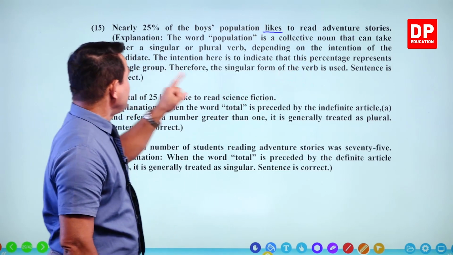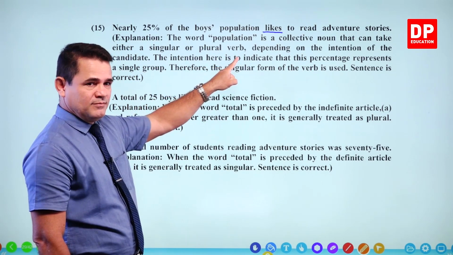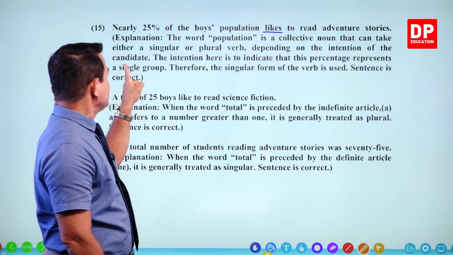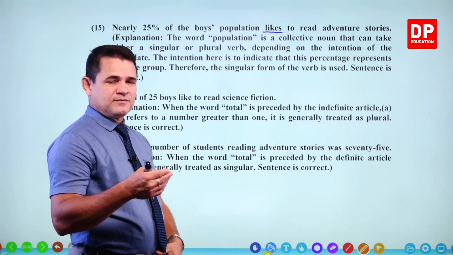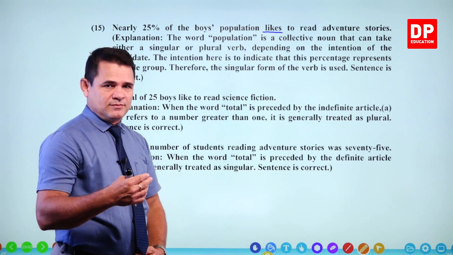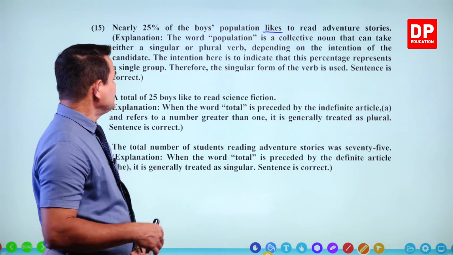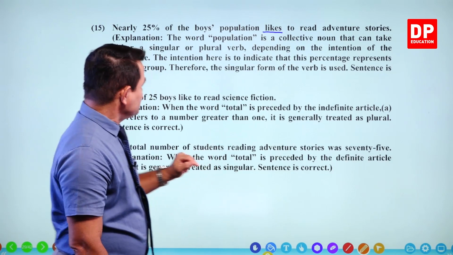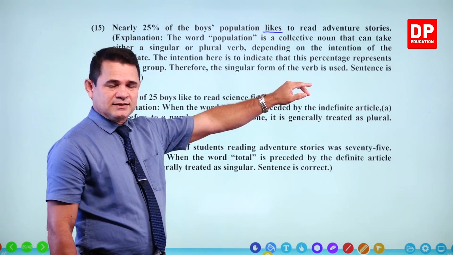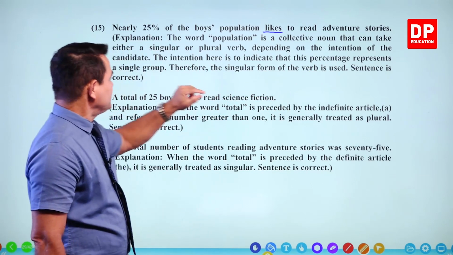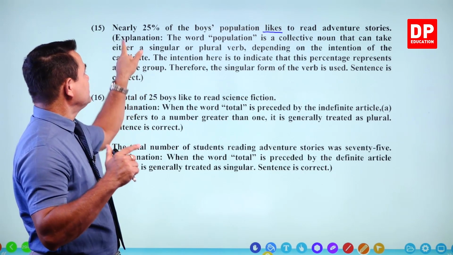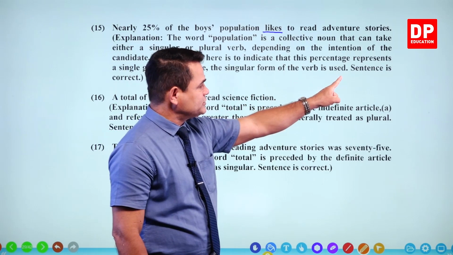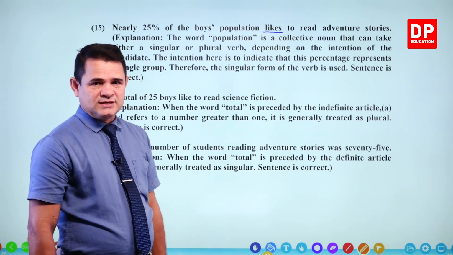Population is a collective noun that can take either a singular or plural verb. We can take a singular verb or a plural verb depending on the intention of the candidate. It depends on what you intend to say there. Do you take it as singular or plural? The intention here is to indicate that this percentage represents a singular group, one unit. Therefore the singular form of the verb is used.